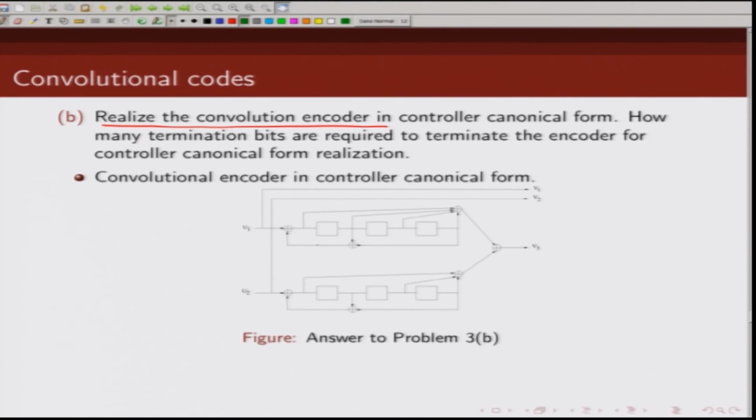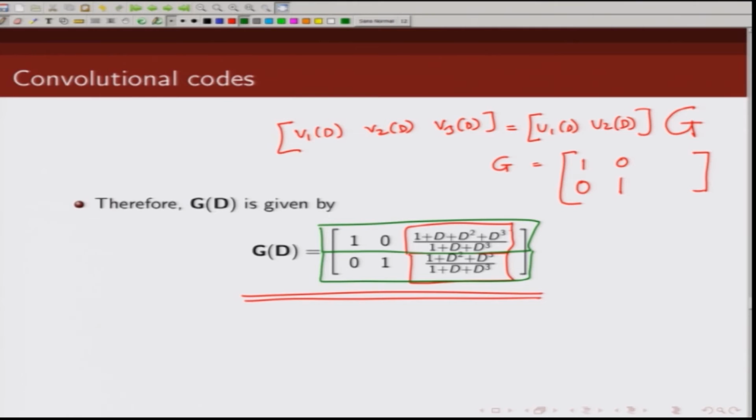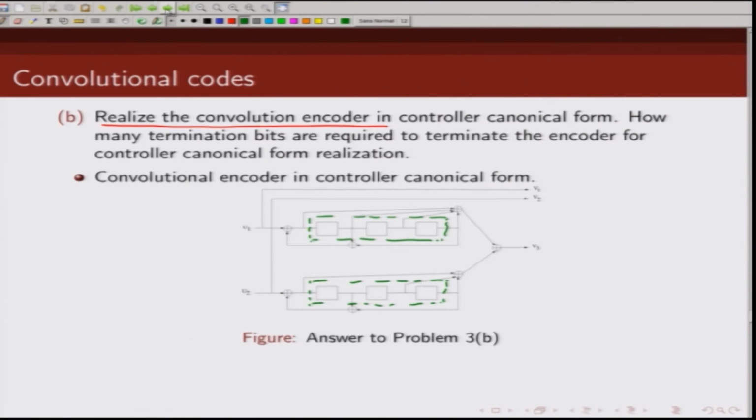First one is this one. Please note this has 3 memory elements, and similarly the second shift register also has 3 memory elements. That is because the maximum degree of this rational function is 3, and similarly the maximum degree of this rational function is 3, and we just implement this. So, V1d is just U1d, so that is this. V2d is U2d, that is just this.